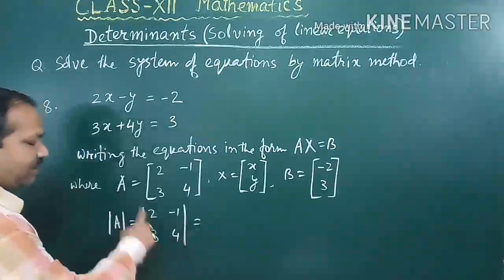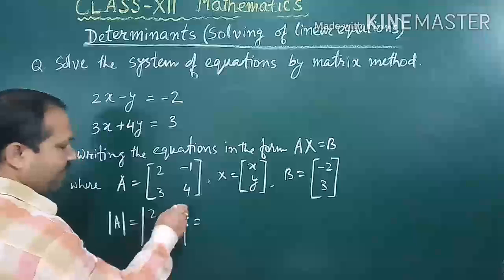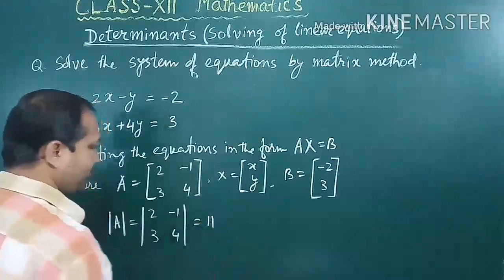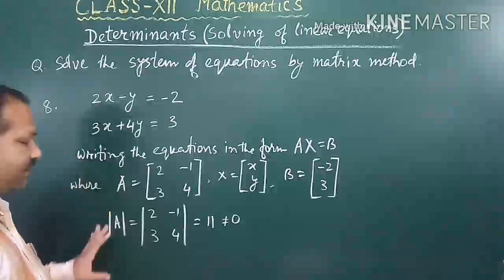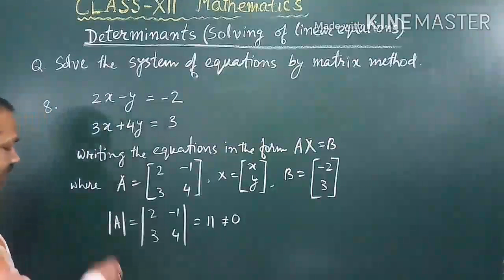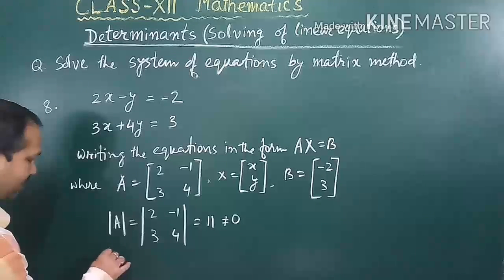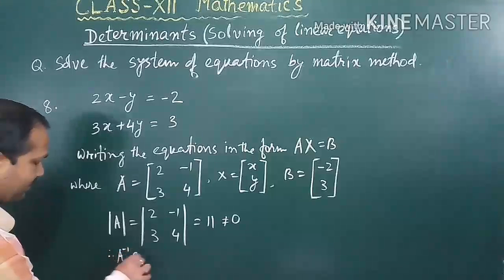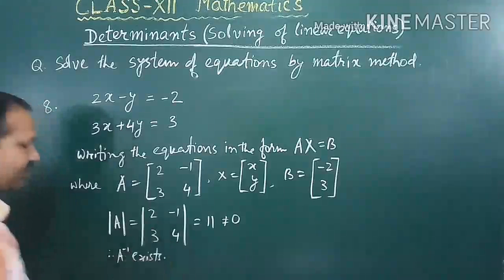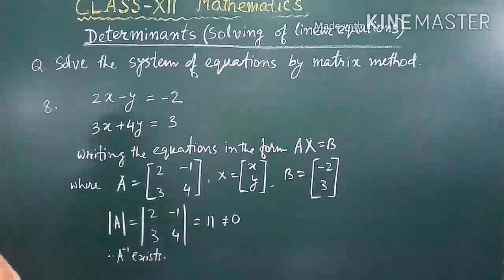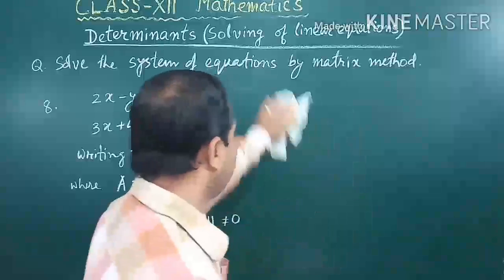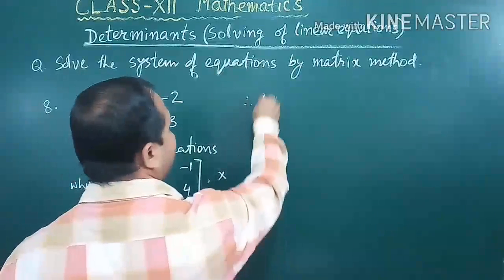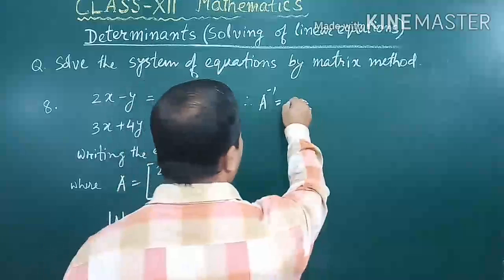Therefore, the determinant of A is the determinant of 2, 3, minus 1, 4. So what are we getting? It is 8 plus 3 is 11. So it is not equal to 0. So it is consistent. So the inverse can exist. A inverse exists. So first we will find the A inverse. Therefore A inverse will be equal to adjoint of A by determinant of A.